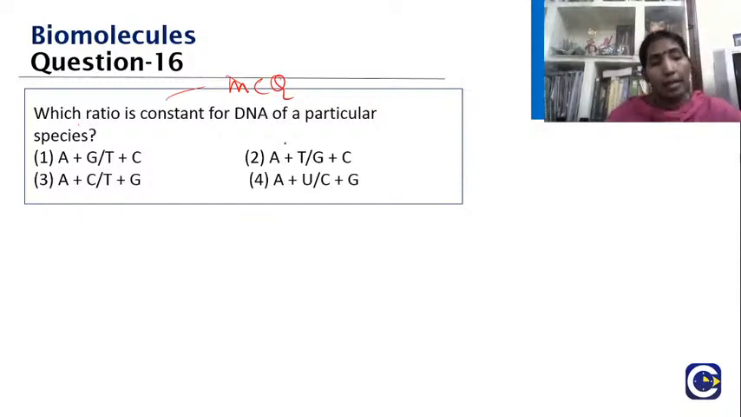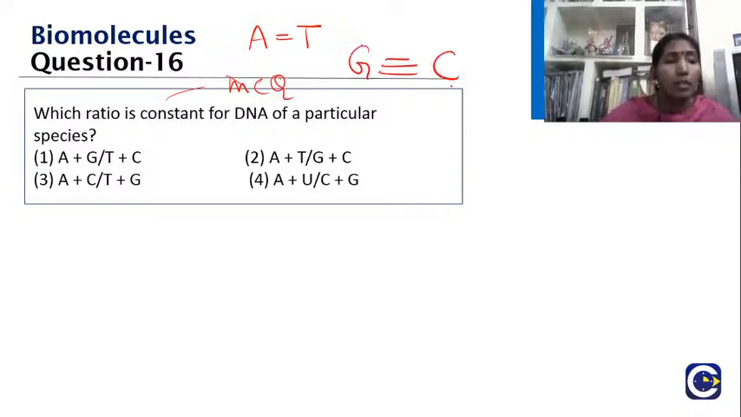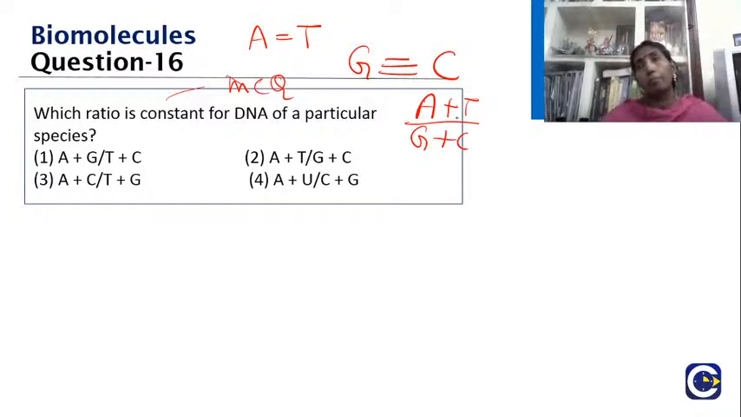Now coming back again to our Chargaff's rule. We know that in Chargaff's rule, adenine always pairs with thymine with 2 hydrogen bonds, and guanine always pairs with cytosine with 3 hydrogen bonds. That concept we know, and this ratio is constant for any species. At any moment when you take this pairing, it is going to be constant for any of the pairs.